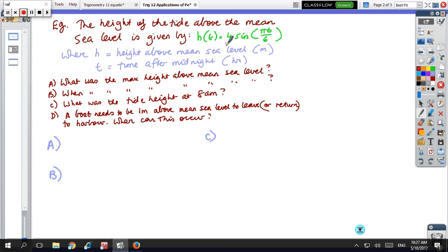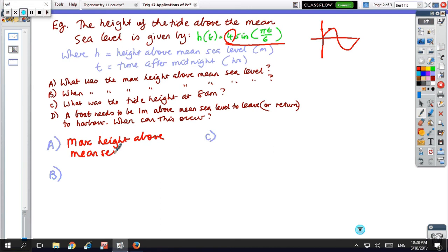So we know that that's a sine curve, and any sine curve has that sort of shape, and the maximum height is given by the number out the front. So the maximum height above the mean sea level is going to be 4 metres. So it's not the maximum height is 4 metres, it's the maximum height above the mean sea level. Okay. So when does this occur?